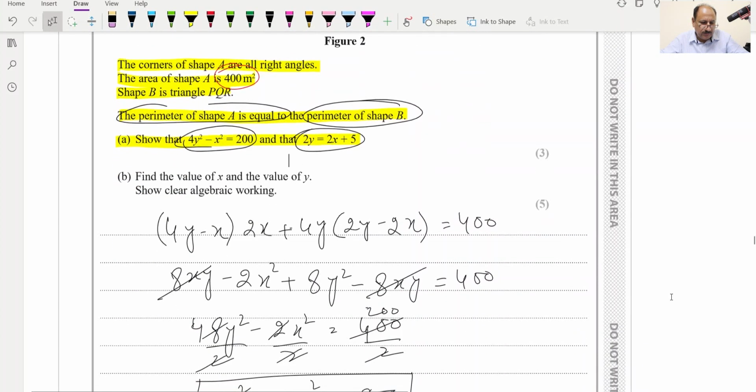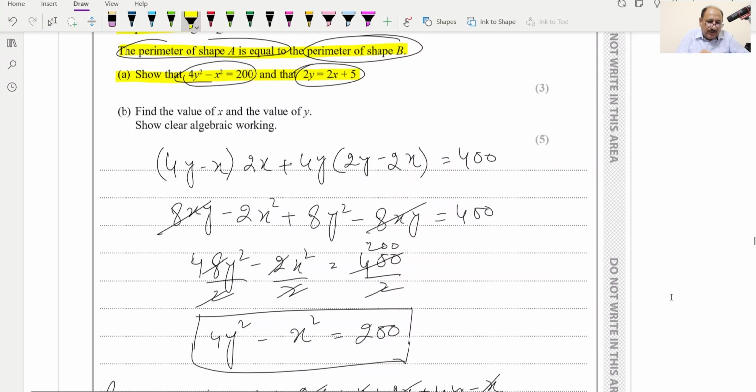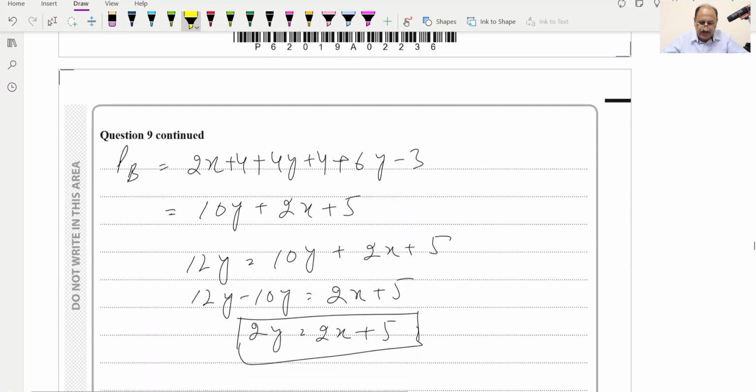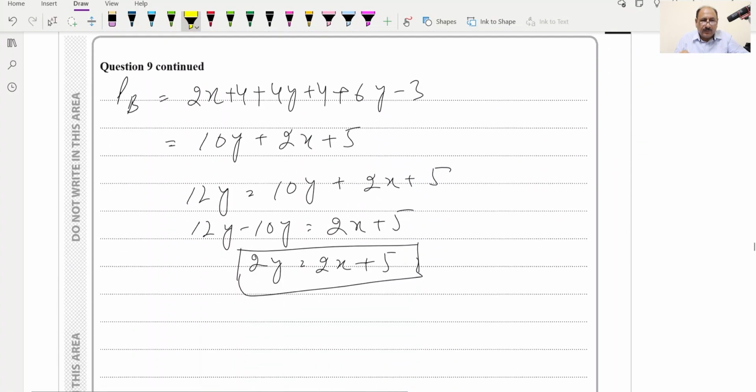This was a 3-mark question. Then the B part is saying find the value of x and the value of y, show clear working also. So we have basically these two equations. One equation is this one which we have found, and the second equation is this one. So we will utilize this B part. We can write this equation which we have just formed.